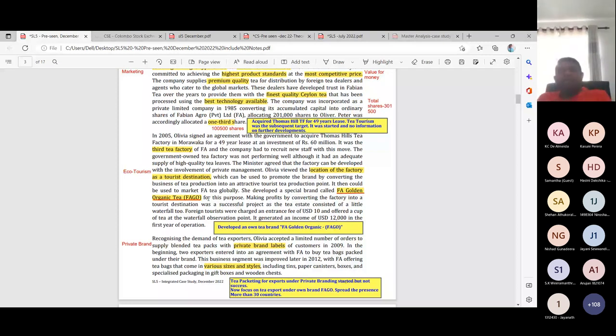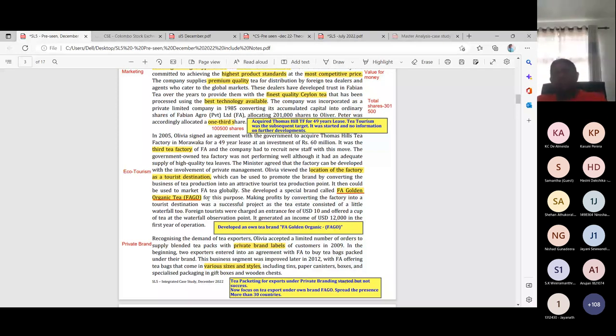Now they're acquiring another tea factory in Moravaca, which is owned by the government, and they believe this location can be sold to tourists. Right, the factory location as a tourist destination. This is something connected to ecotourism. We talk about ecotourism these days. People talk more on these areas.